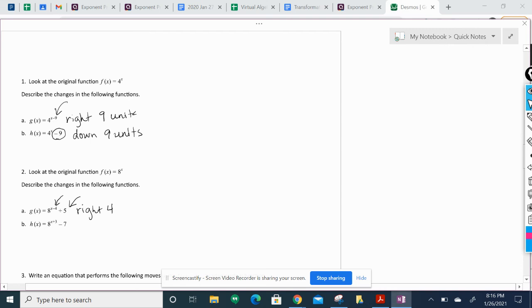But then we also have this +5. The +5 is outside the building. It's not trapped, so it's going up 5. So we're doing both of those things.